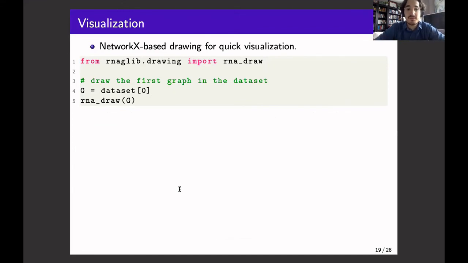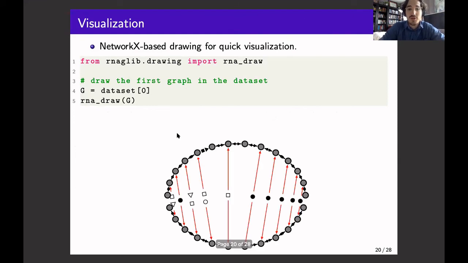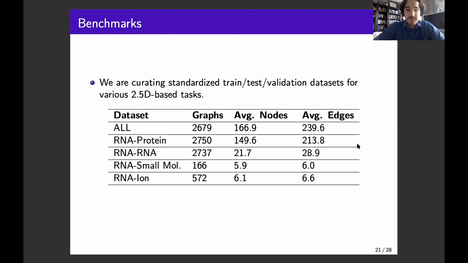Finally, we have some simple visualization tools that let you take your data set, select a graph, and basically draw it using NetworkX API. So obviously it's very rudimentary, but at least it helps you get a quick view of what's going on in terms of the full canonical and non-canonical interaction set. We're building some basic benchmark tasks, so the community can decide to take on this challenge of predicting whether RNA binds with small molecules, whether they bind with ions, using these 2.5D graphs as input.